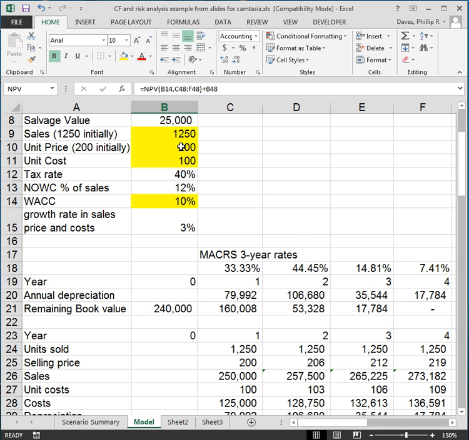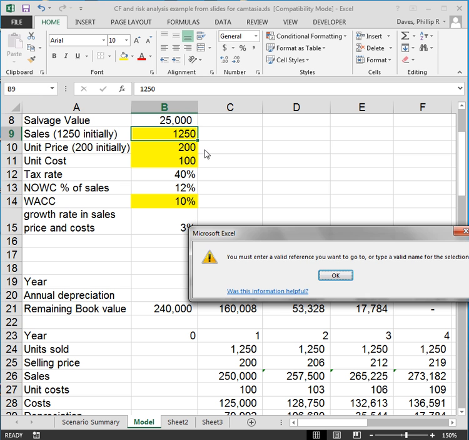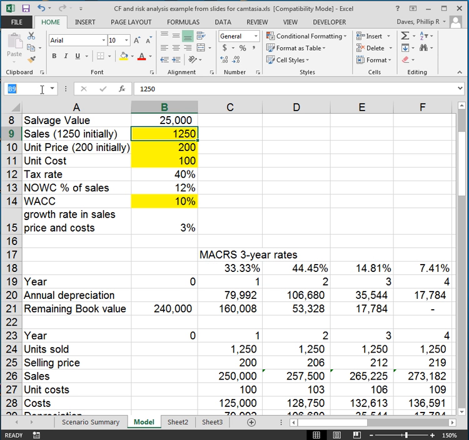Similarly, we want to do the units sold, so we're going to call this units sold. Except I can't have spaces in it, so units_sold, and we're going to call this one selling price.